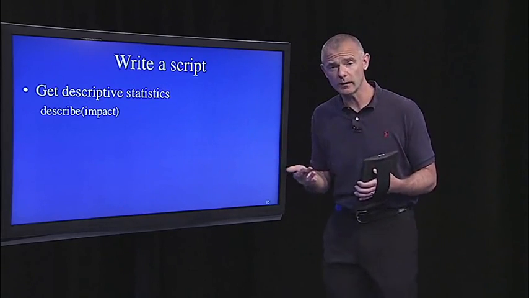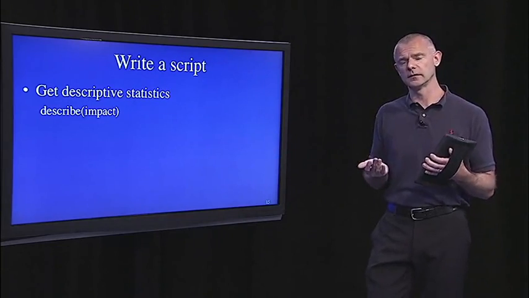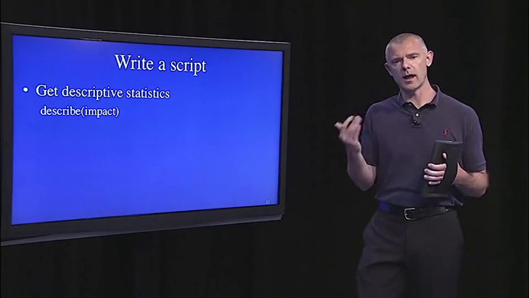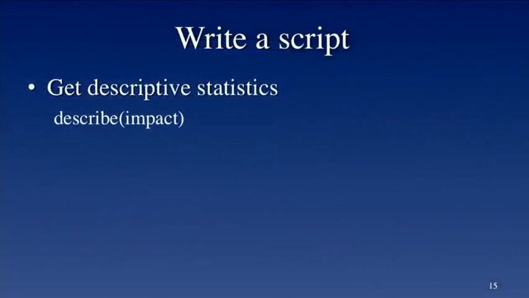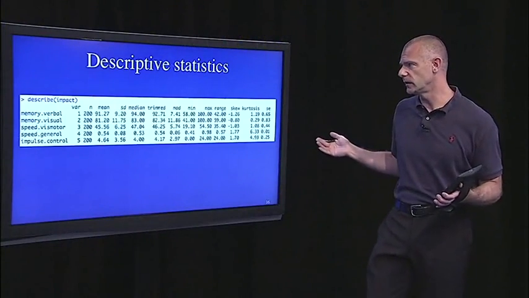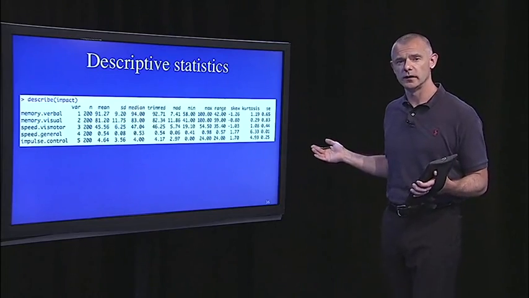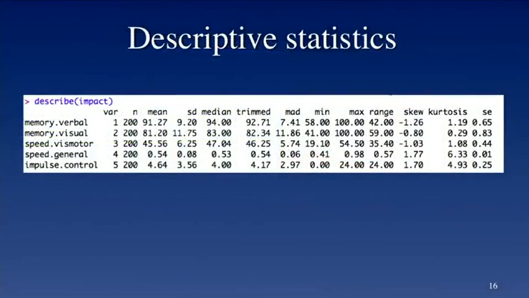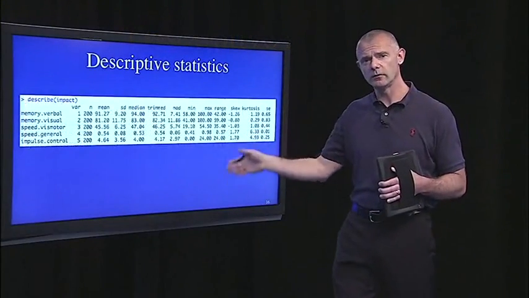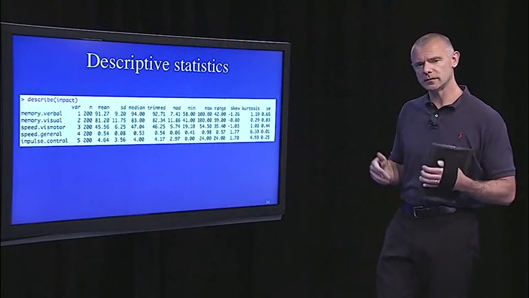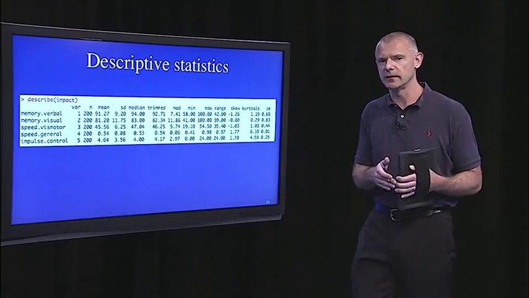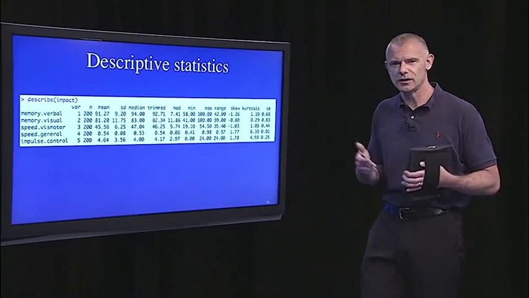The other thing we can do real quickly, though, is get summary statistics. And that's just, again, the describe function. We've used this several times now. So just describe impact gives me lots of summary statistics for the variables in that data frame. So we have verbal memory, visual motor speed, then there's a general speed, and there's impulse control. You can see that there's 200 students who took this. Again, these are simulated data based on the real data. So I just simulated 200.